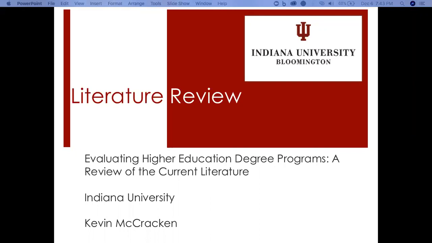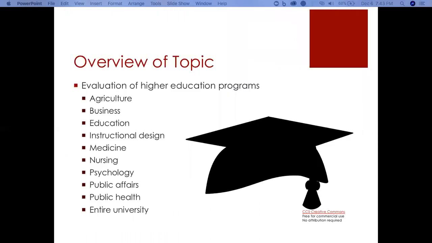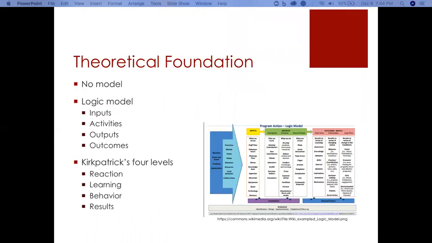So with this project in R711, I set out to create exactly what I was looking for, which is a recent lit review of evaluation research, and looking particularly at methods and models as they apply to higher education program evaluation. So I looked at more than 20 articles describing programs from a wide variety of institutions and disciplines, everything from agriculture to nursing, psychology, even one report that looked at an entire university.